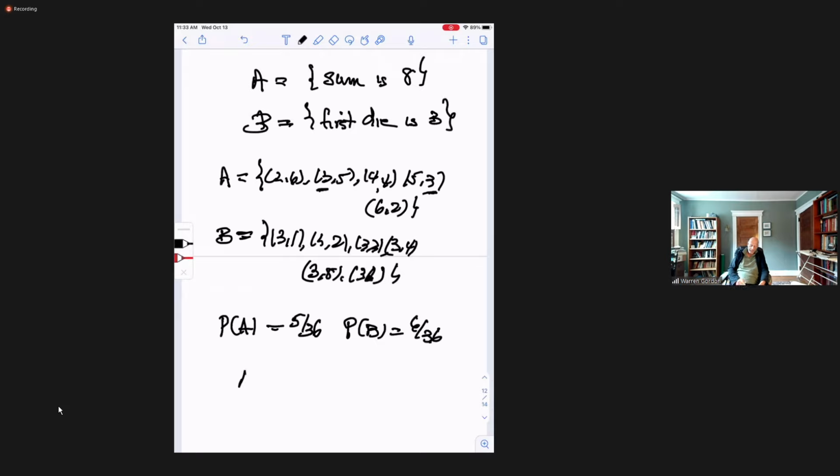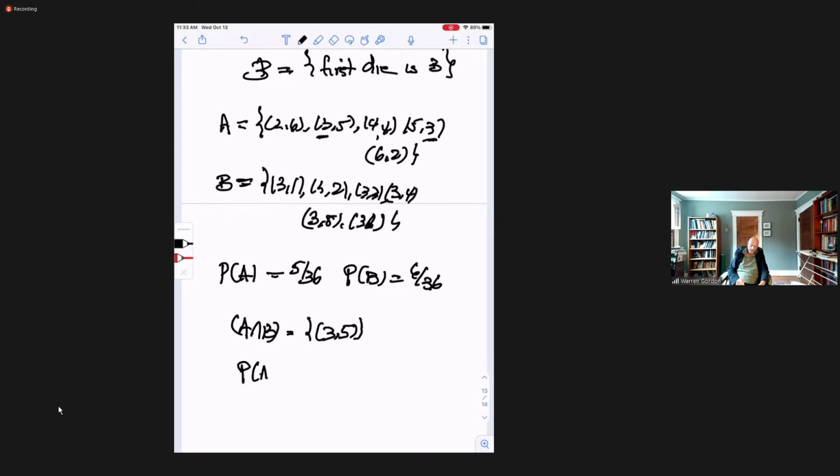Notice A intersection B is just one event, 3, 5. And this probability is 1 out of 36. Now that's not equal to P of A times P of B, which is 5 out of 36 times 6 out of 36. So clearly A and B are not independent because the first die affects the second die. Another observation: I'm just walking through examples where it was intuitively obvious, or at least it could be intuitively obvious, that in this problem A and B clearly can't be independent, but I also wanted to show you how one can prove it.